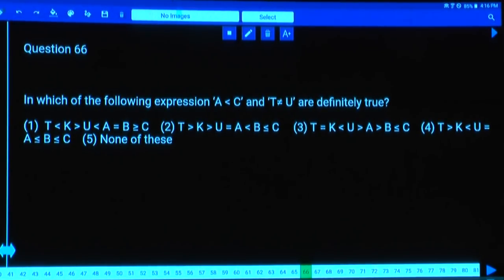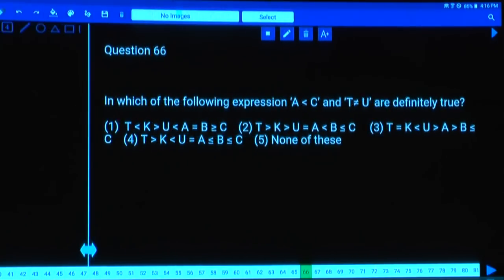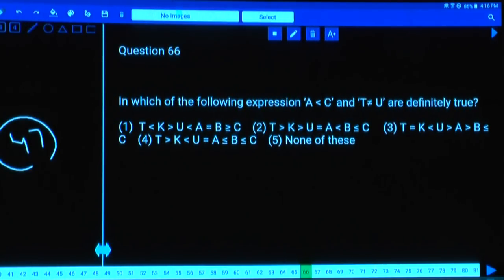Yes, paper number 47. Now, in this paper number 47, question number 66 onwards. Question number 66, any answer to this one? 66. Now, quoted inequalities.